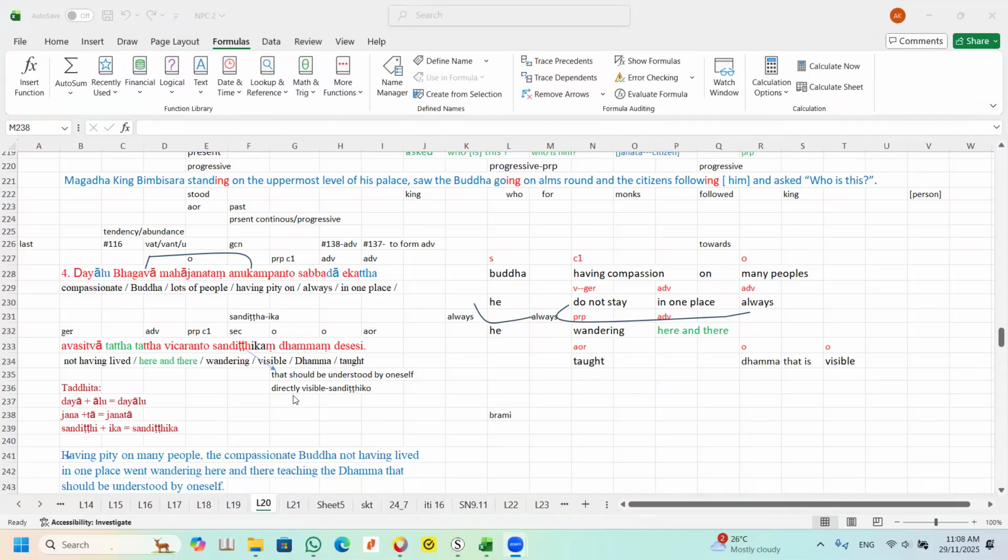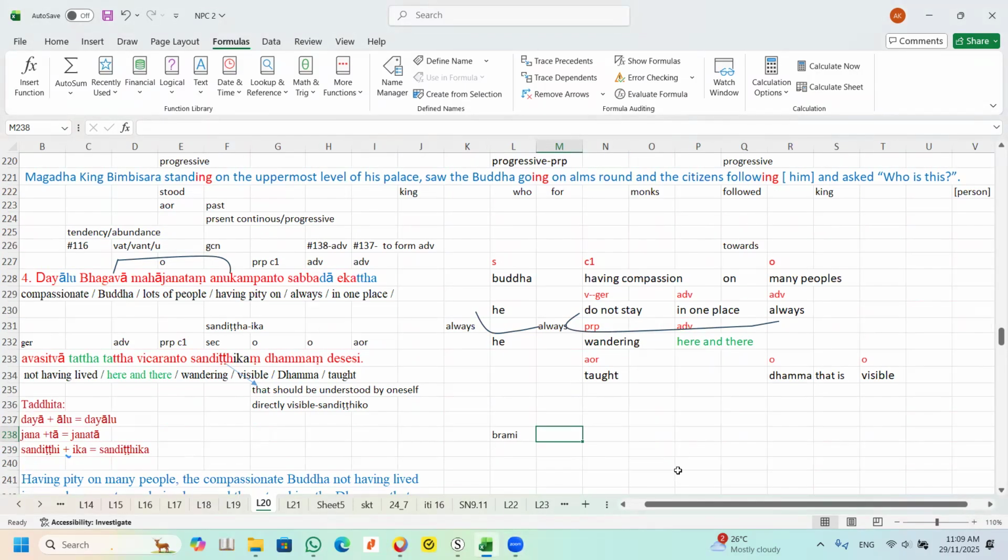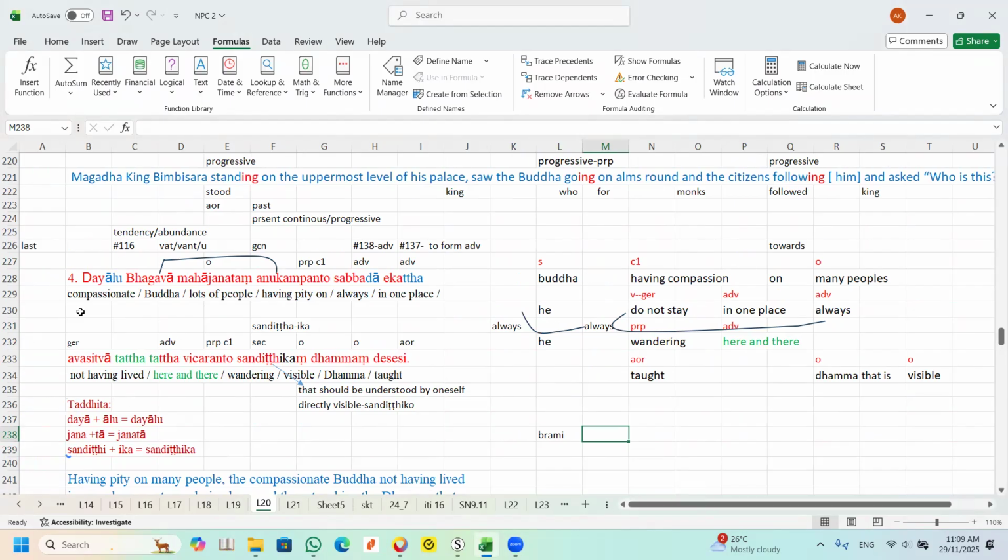Okay. Lesson 20, number 4. Can you see this? Dayalu. Alu is added, so this is a secondary derivative.